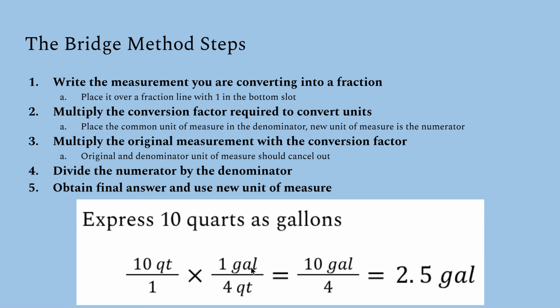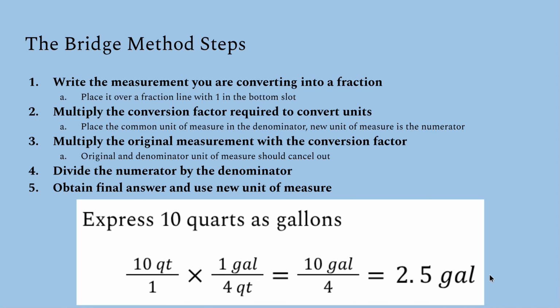The equivalent of gallons in quarts is 4. There are 4 quarts that make a gallon. So we're placing the common unit of measure on the bottom. Now we can cancel out quarts on top and on bottom, leaving us with 10 gallons divided by 4. Plugging that into my calculator, I got 2.5 gallons. So that's the whole process.